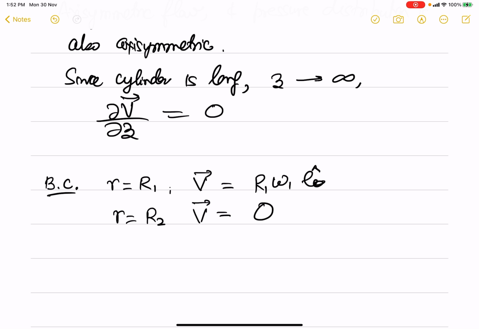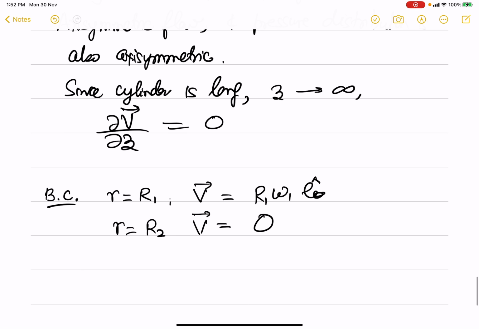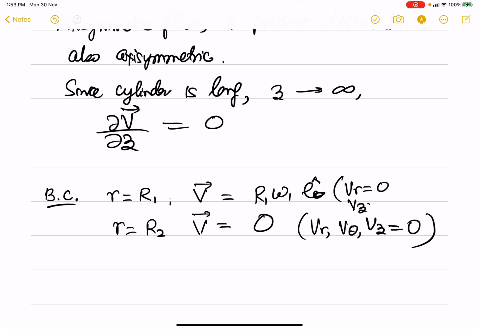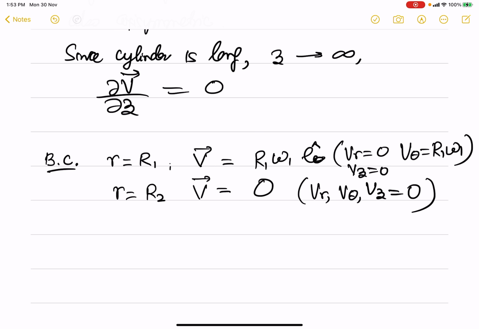Now notice this is one of the problems where the problem is axisymmetric, but v theta is not 0. In fact, that will turn out to be the main thing. So here, if I put it in scalar components, I will get VR, V theta, Vz are equal to 0. And here we'll get VR is equal to 0, Vz is equal to 0, and V theta is equal to R1 omega 1.